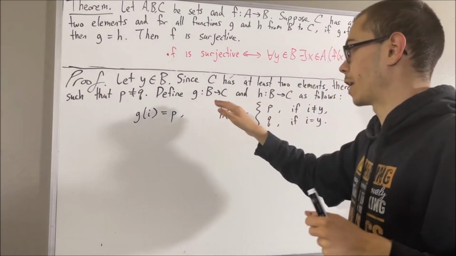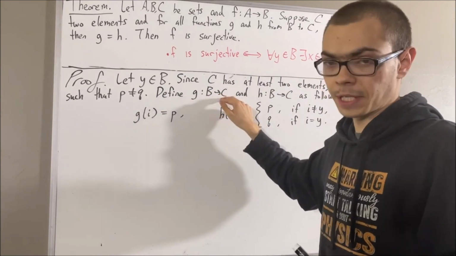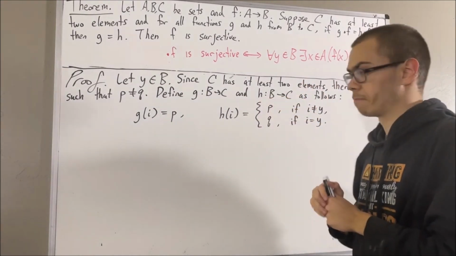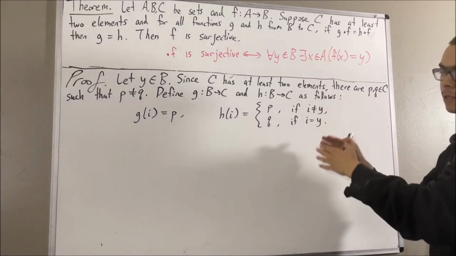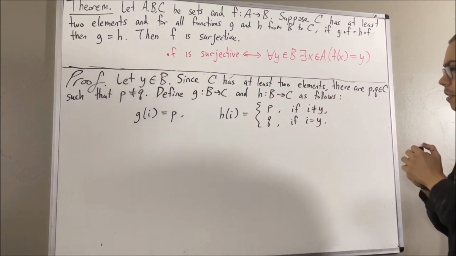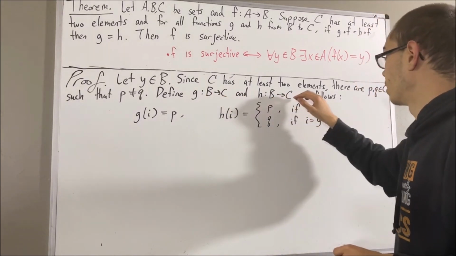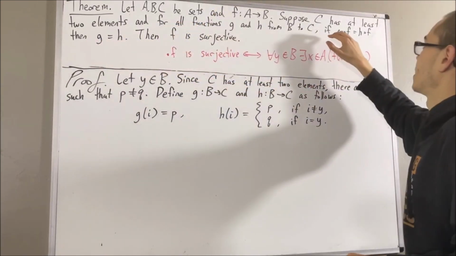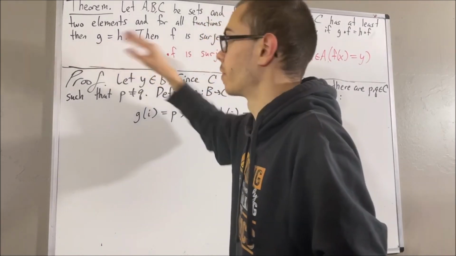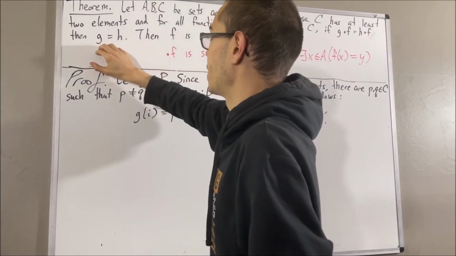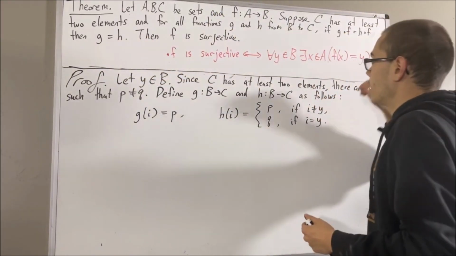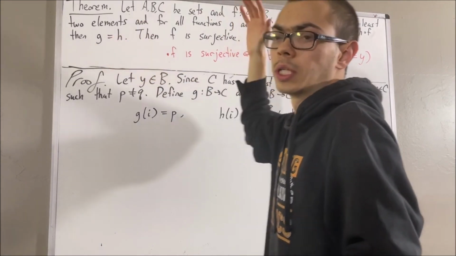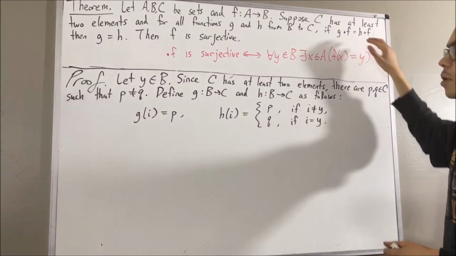Because it is true that for all elements I in B, G of I is an element of C, and it is also true that for all elements I in B, H of I is an element of C. I'll leave that up to you, but we don't really have to show that. But anyways, now that we have functions G and H from B to C, it follows that if we apply this statement, that if this is true, then this is true. In other words, by the contrapositive, we know that if this is false, then this is false. And we want to use the contrapositive. We want to show that G is not equal to H, so we can conclude that G compose F is not equal to H compose F.